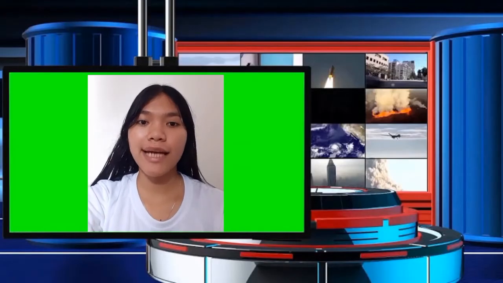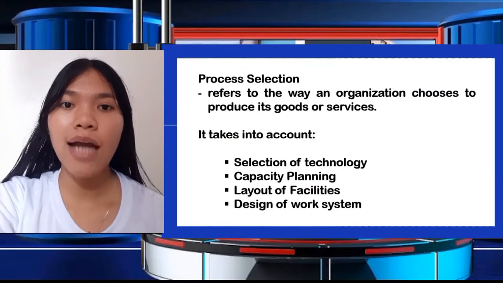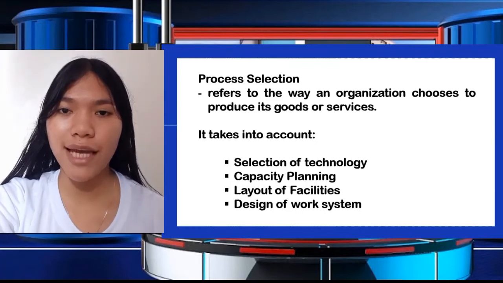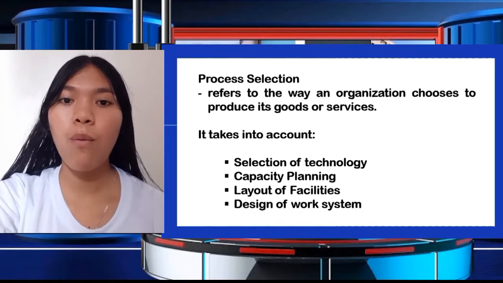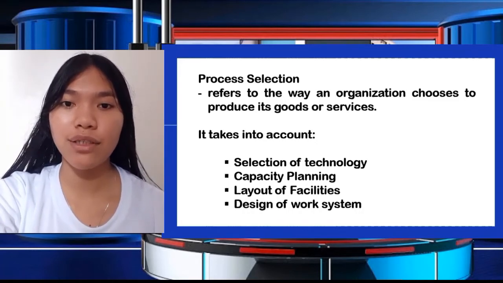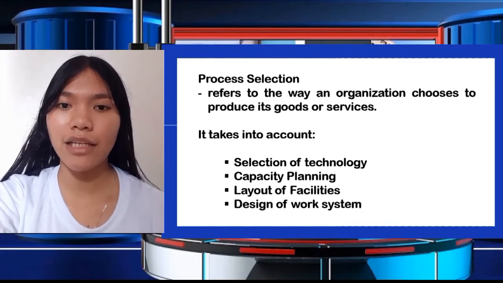So first, we're going to discuss the process choice decisions. Here in process choice decisions, firms generally produce their goods and services in response to their customers' orders and demand, or in anticipation of them. Process choice decisions, also called process selection, refers to the way an organization chooses to produce its goods or services. An organization has to decide what processes they will take to produce their goods and services. It takes into account the selection of technology, capacity planning, layout of facilities, and the design of work systems.